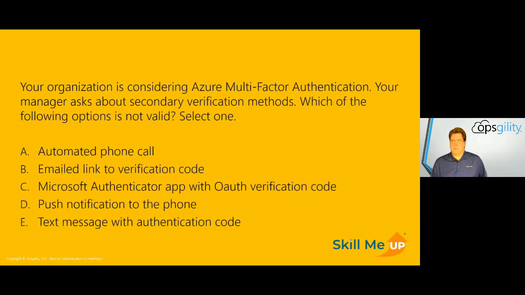Next question: your organization is considering multi-factor authentication. Your manager asks about a secondary verification method, and which of the following is not one of those secondary verification methods? Which one is not valid for Azure MFA? Is it an automated phone call, an email link with a verification code, the Microsoft Authenticator app with OAuth verification code, a push notification to the phone, or a text message with an authentication code?